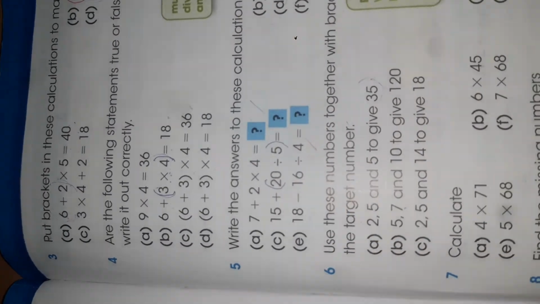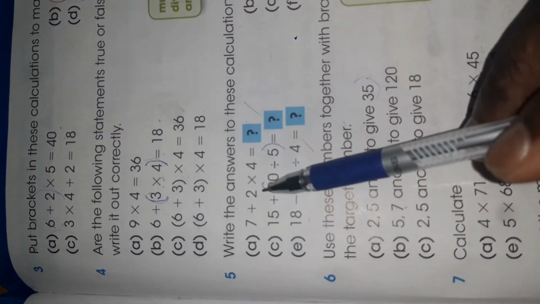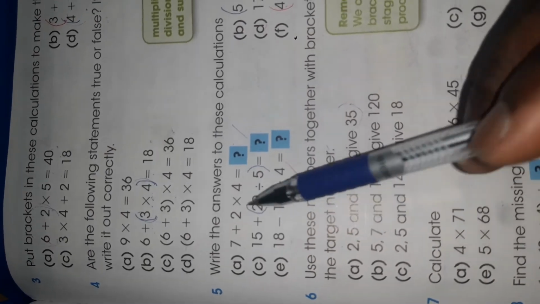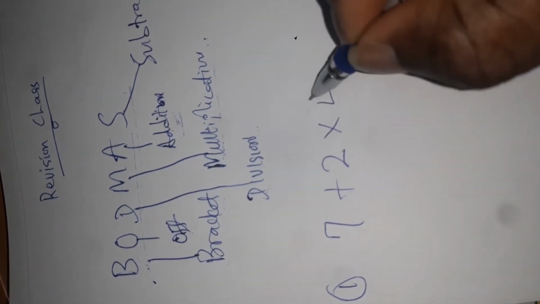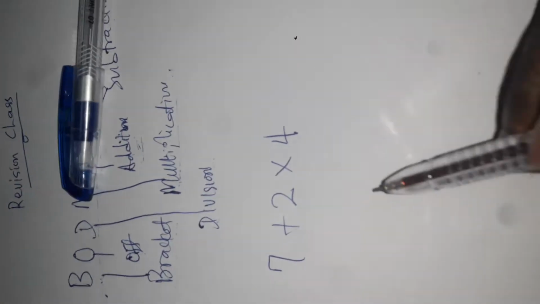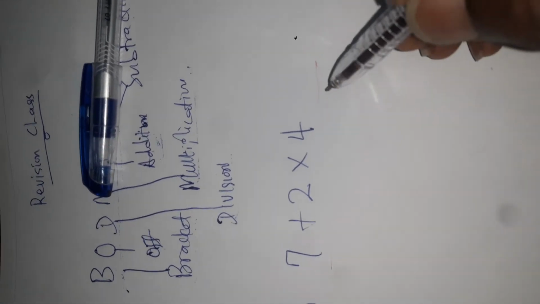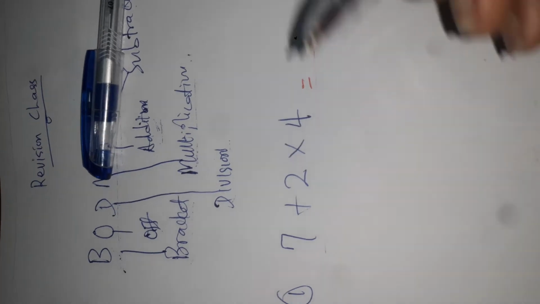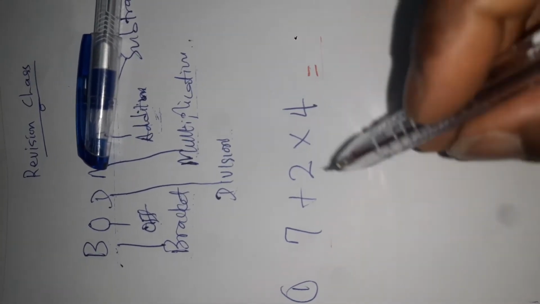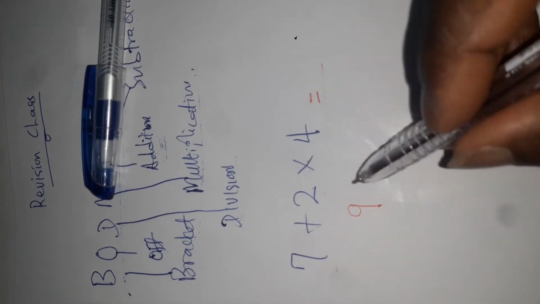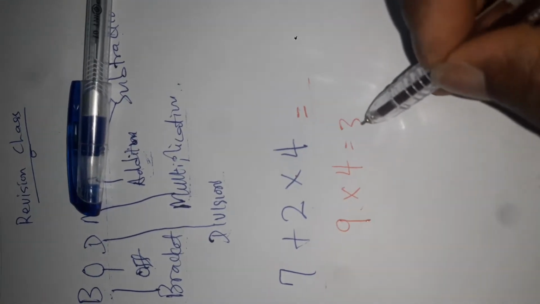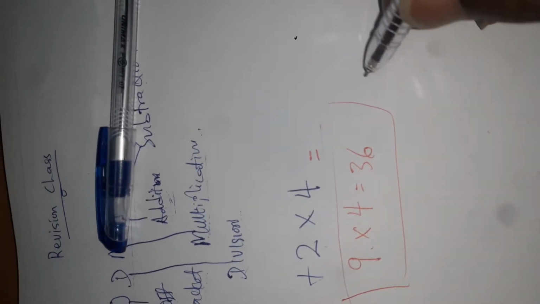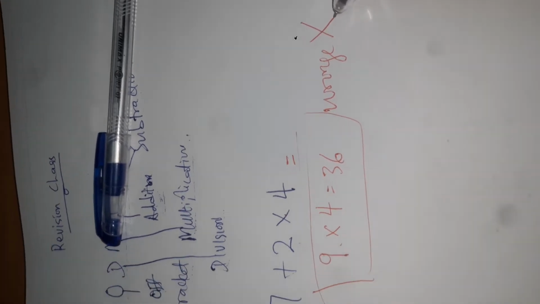Now let's use this operation to answer question 5. Now question 5 says 7 plus 2 multiplied by 4. So I have 7 plus 2 multiplied by 4. Now let me show you something. If you solve it this way, you are going to have a wrong answer. For example, if you say 7 plus 2 is what? Is 9. And this is multiplied by 4. So 9 multiplied by 4 is what? Is 36. If you solve it this way, it is wrong, okay? It's not correct, it's not true.